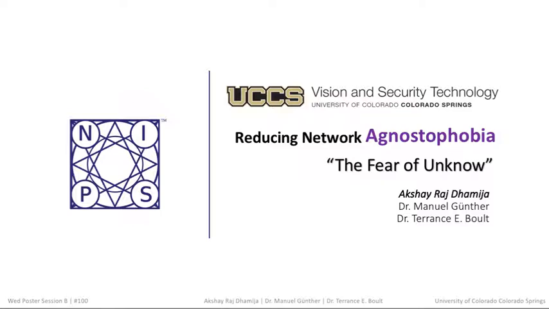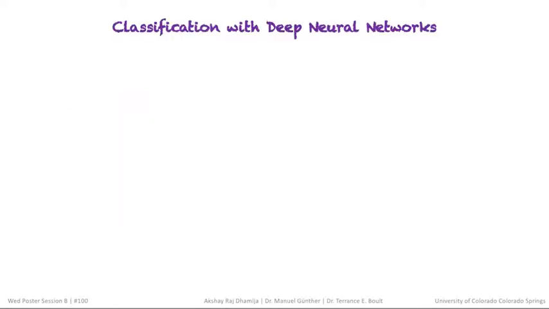Agnostophobia means the fear of unknown. This paper is focused towards the response of deep networks to unknown or out of distribution samples. Deep networks have widely been applied to classification problems. Let's see an example using the MNIST digits dataset.